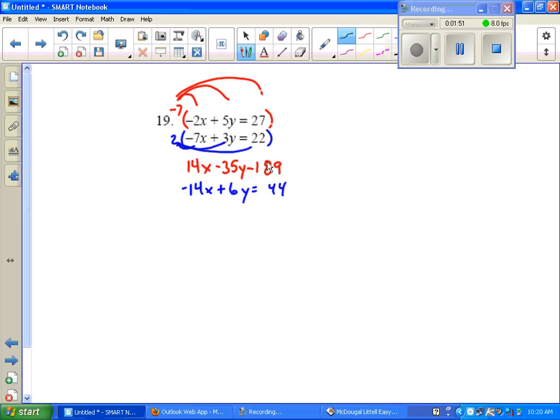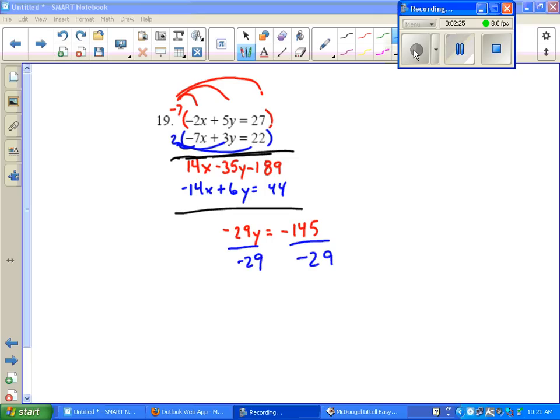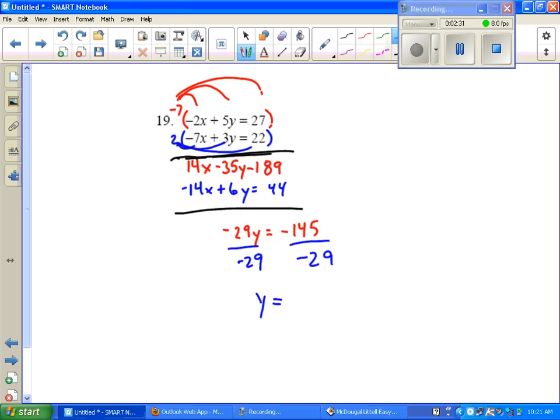Take those two equations and combine. 14x and negative 14x will eliminate. Negative 35y and positive 6y is going to give you negative 29y. And negative 189 and positive 44 is going to give you a negative 145. Then in order to get rid of multiplying by y, divide by negative 29. Do the same on the other side. And y's value is going to be, since it's a negative divided by negative, a positive 5.